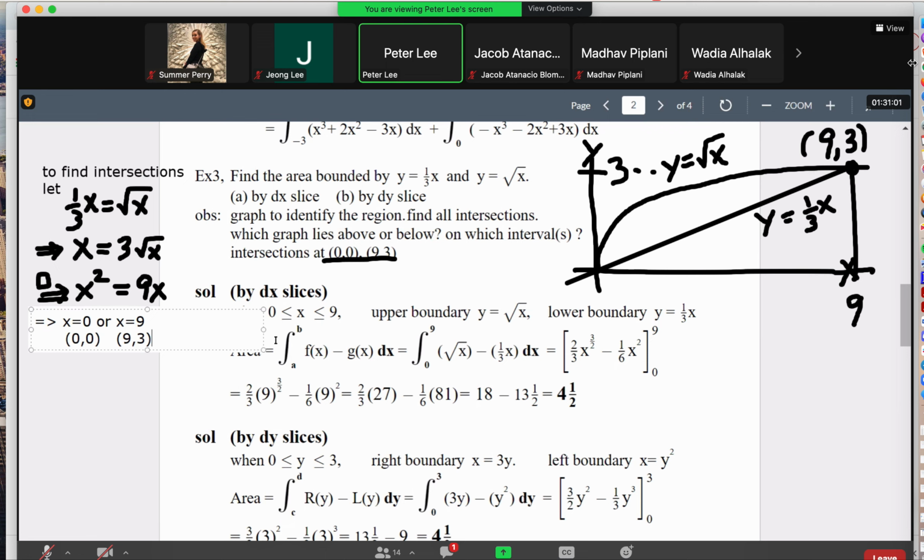So now, let's go by dx slices. Let's see how it works. In this case, what we do is now let's chop it up this way. Let's chop it up. Okay, so let me chop it up over here.